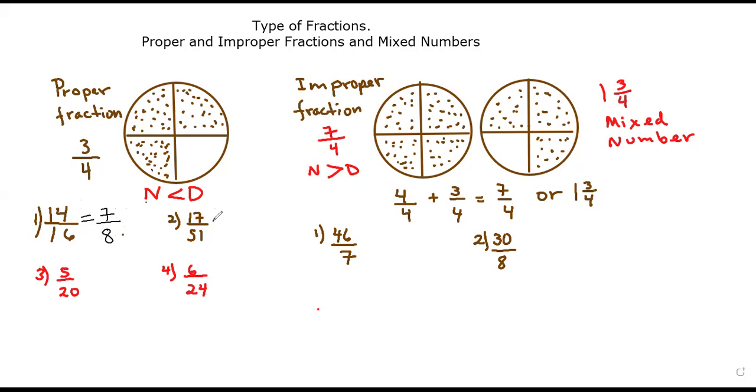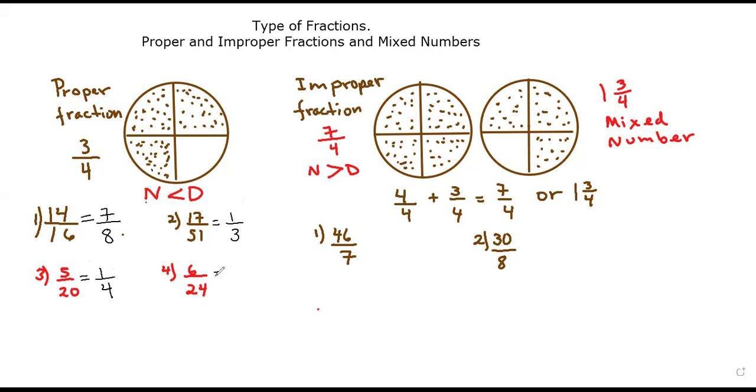If I have 17/51, I can divide by 17. 17 divided by 17 is 1, and 51 divided by 17 is 3. See, this is a very small fraction. In number 3, these two numbers are in the table of 5. So if I divide the numerator and the denominator by 5, I can simplify this proper fraction: 5 divided by 5 is 1, 20 divided by 5 is 4.